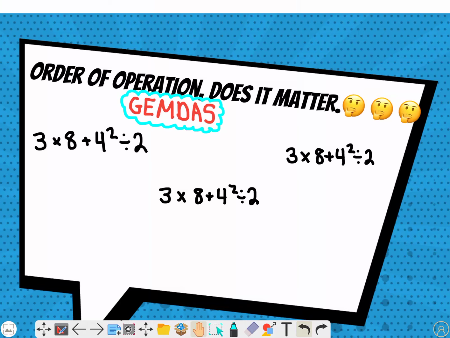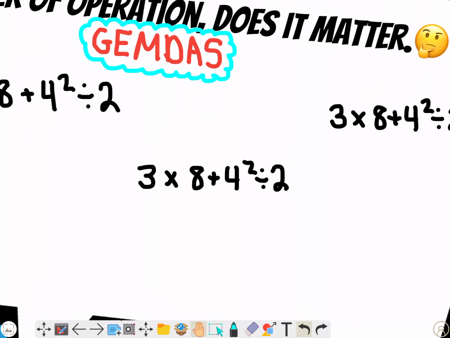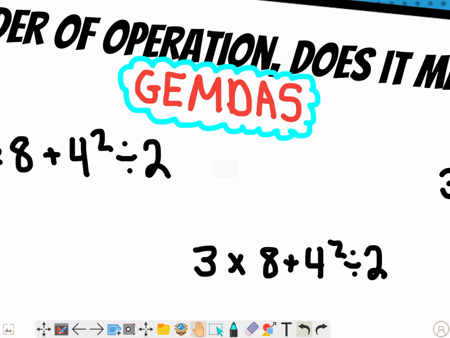A big conversation I have with students every year is order of operations. Does it really matter? Well, yes, it does. We need to first go over what GMDAS means.